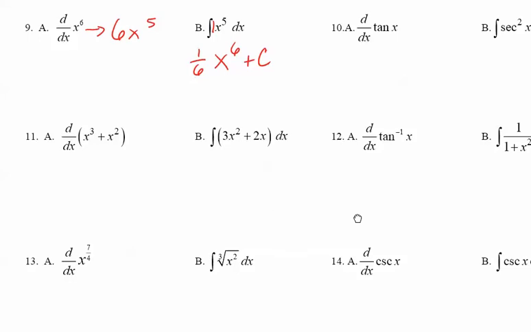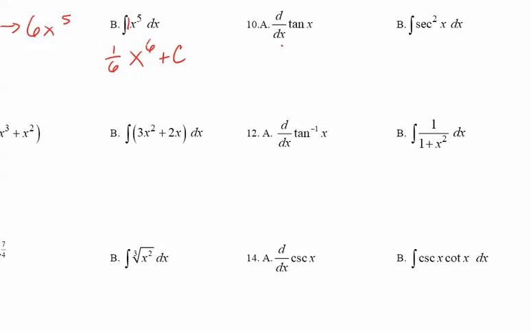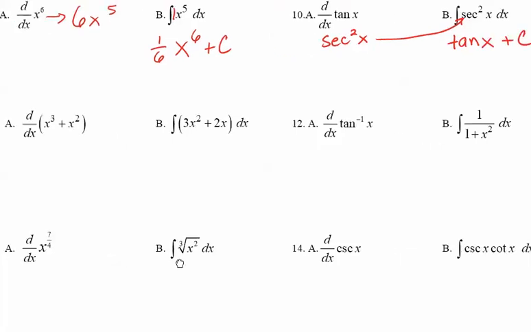The derivative of tangent is secant squared of x, so that kind of gives away the answer. So for 10b, you're saying secant squared is already the derivative of what? It is the derivative of tangent x plus a constant.